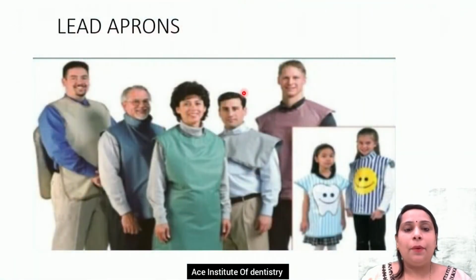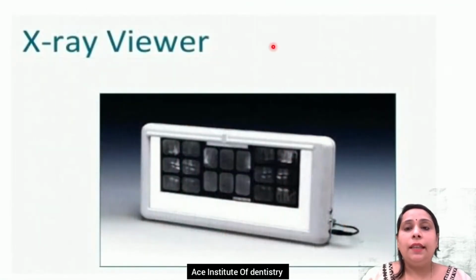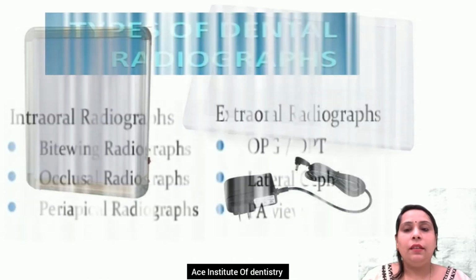These are the lead aprons. Everyone has to wear the lead aprons for our protection. These are the latest X-ray viewers. This is the digital viewer where the power has been supplied. Then at the back side you'll be having a white light, with that you can see the things. These are again different plates with lights. If you switch on, the light will come and the radiographic image will be clear.